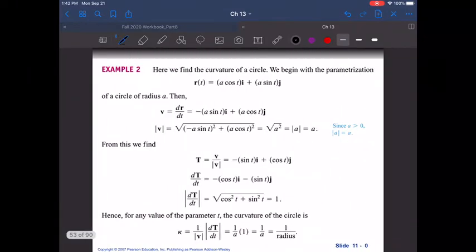All right, let's take a look at this example. Here we find the curvature of a circle. We begin with the parameterization. r(t) equals a cosine t in the i direction plus a sine t in the j direction.